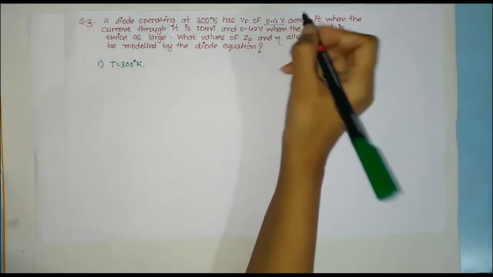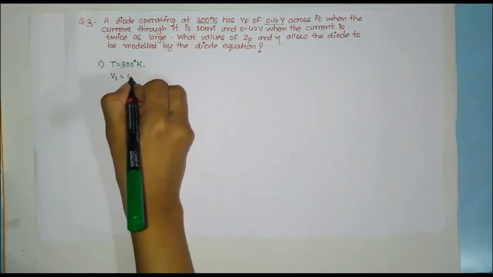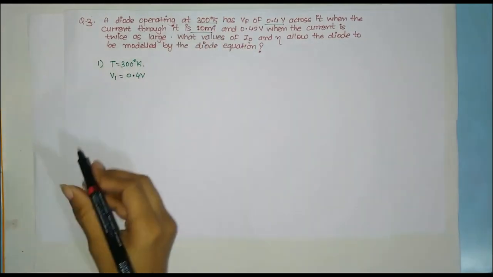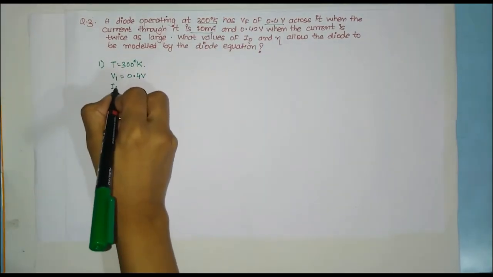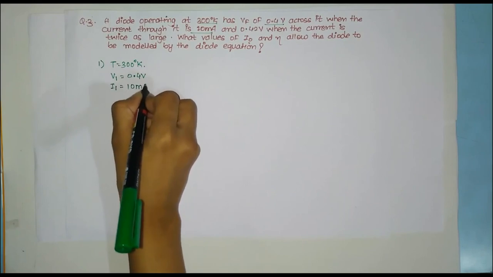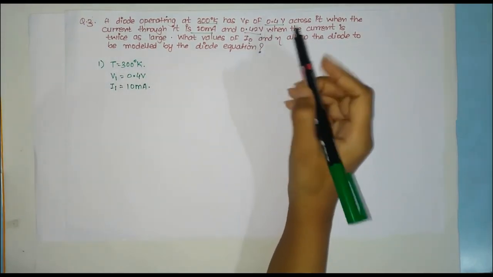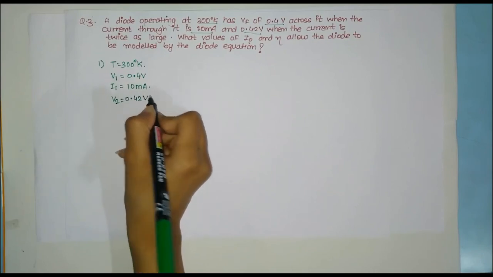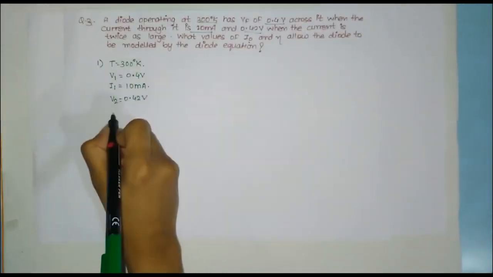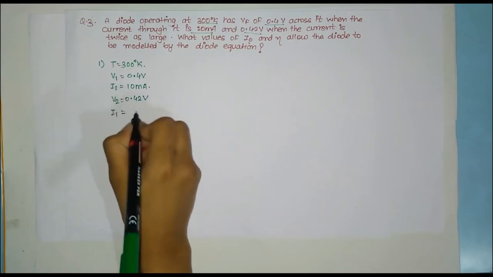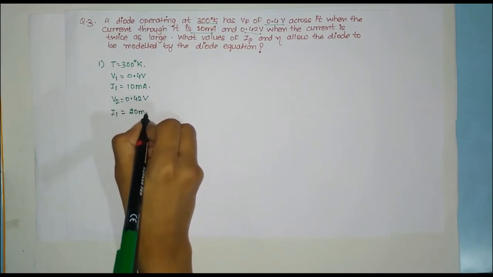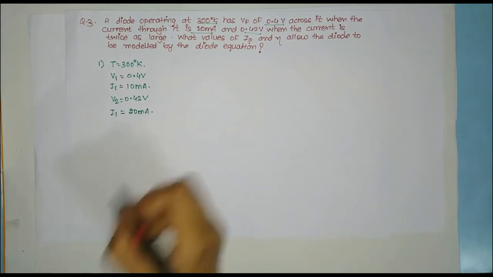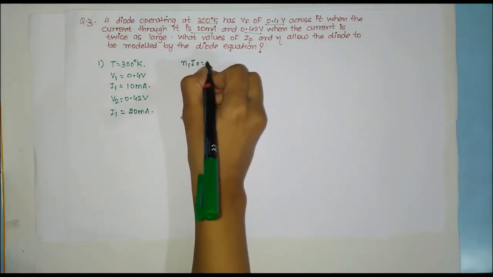Then we have forward voltage. So we have a forward voltage of 0.4 volts when the current is 10 milliamperes. So we have I1 is equal to 10 milliamperes. Then we have 0.42 forward voltage. So V2 is equal to 0.42 volts when the current is twice as large, so twice that of I1, that is 2 into 10, 20 milliamperes. These are the given parameters to us. We need to calculate the value of eta and IO.